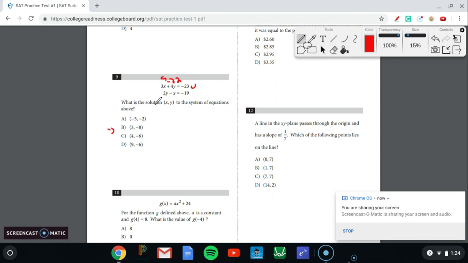The second statement, 2y is going to be negative 16 because y is negative 8. 2 times negative 8 is negative 16. Minus 3, negative 16 minus 3 does equal negative 19. So B works in both of them. So B is going to be your final answer.